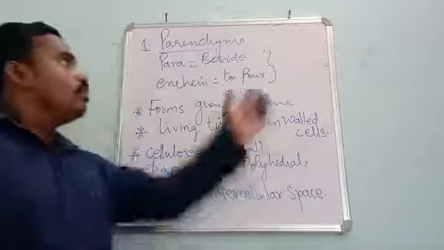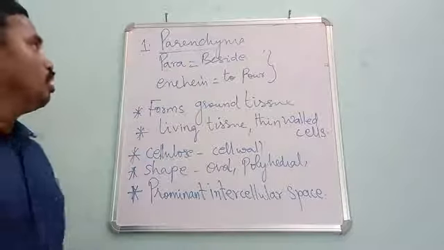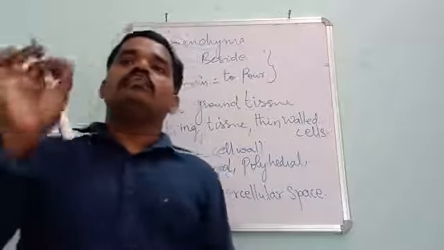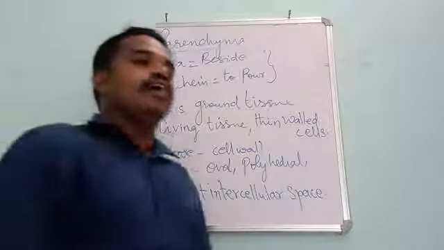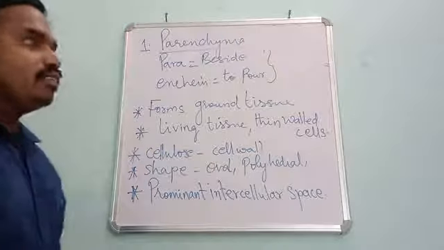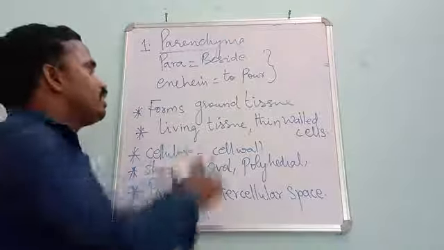Okay, so we have seen different types of simple permanent tissue. Number one is parenchyma, number two is collenchyma, number three is sclerenchyma. Let's discuss parenchyma. In parenchyma, the cells are larger in size compared to the meristematic cells.